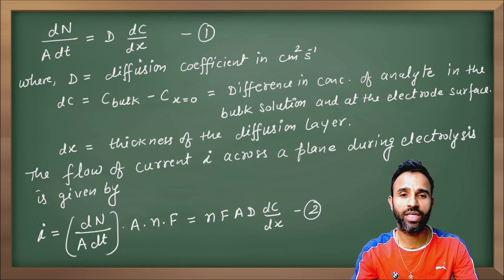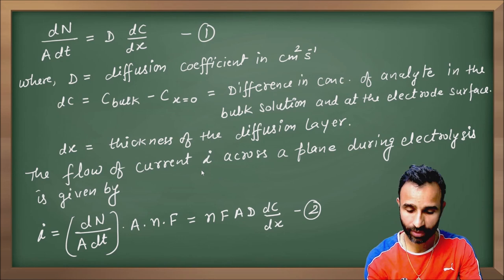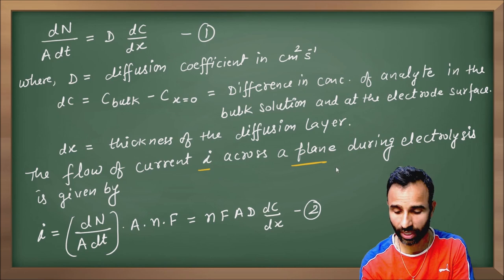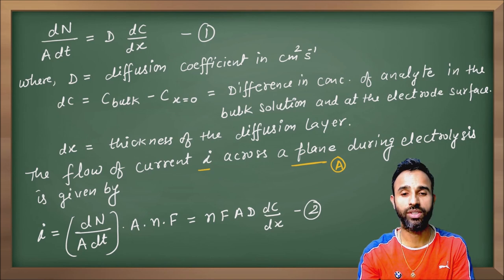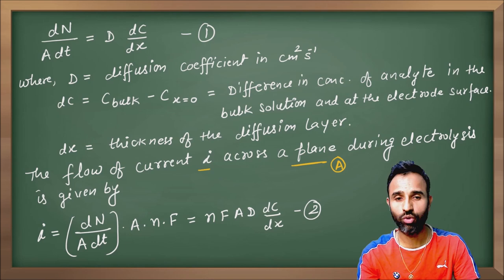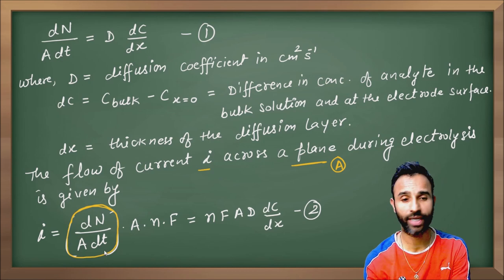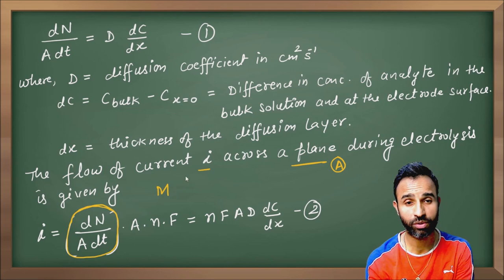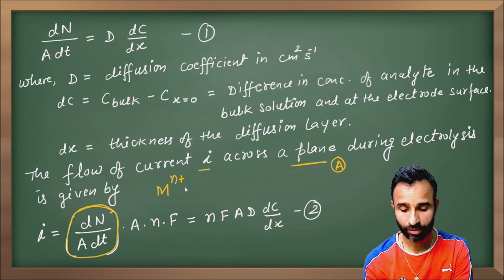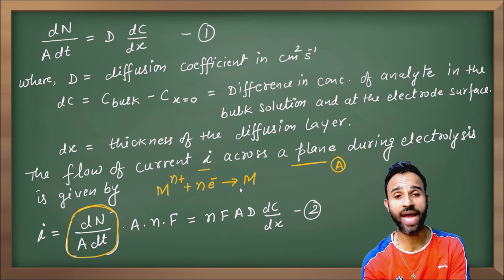So flow of current, that is I, across a plane whose area is capital A, during electrolysis, it is given by I equal to dn by A dt into A n F. Now, you know why we multiply this A n F. See, this is the number of electroactive species per unit area per unit time. So let us say that this is the electroactive species. When it is reduced, it gains n electrons. So n is the number of electrons involved in the reaction.